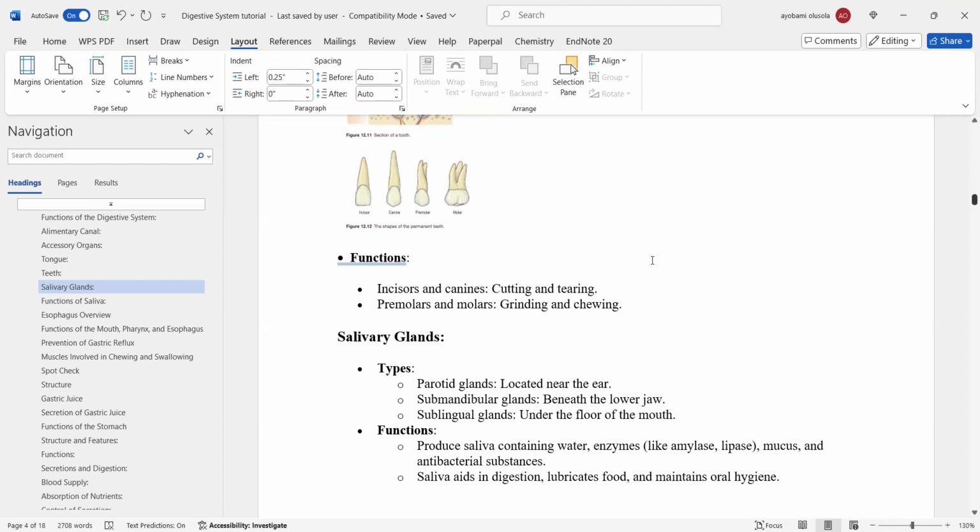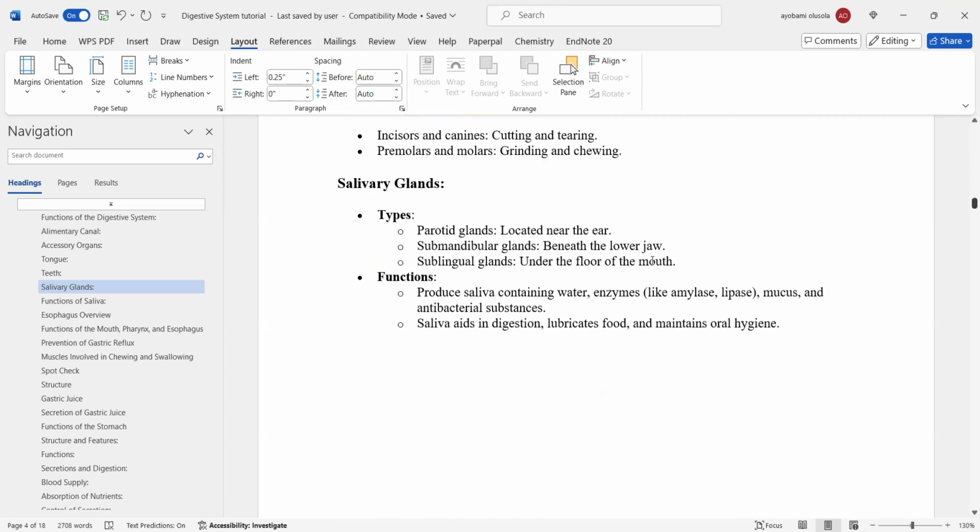Now, salivary glands. We also have salivary glands in the oral cavity, in the mouth region. There are majorly 3 types. We have the parotid gland. The parotid gland is located near the ear. And we have the submandibular glands. These are located beneath the lower jaw. You know, mandible is lower jaw. So when we say sub, that's beneath the lower jaw. Then we have sublingual glands. These are located under the floor of the mouth.